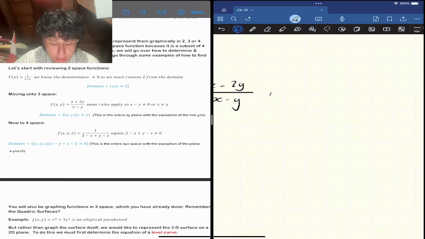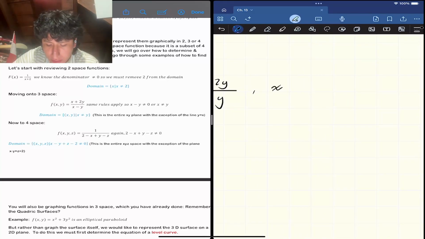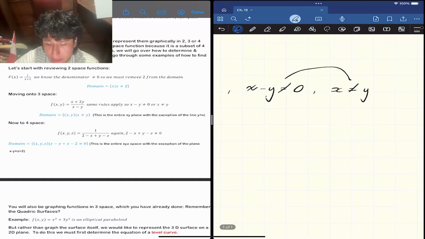So in this case, it says that x minus y cannot be equal to 0, which is correct, and x cannot be equal to y. They get this from this, obviously. It's like common sense. I'm saying that because I didn't know. I was like, where'd they pull that from? Well, they just kind of moved it to the other side. So yeah, not that difficult.